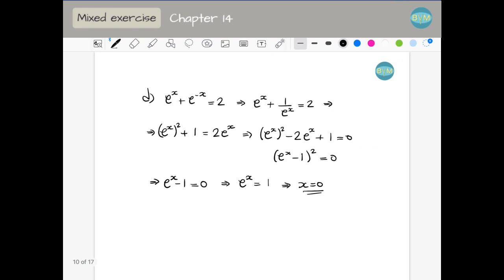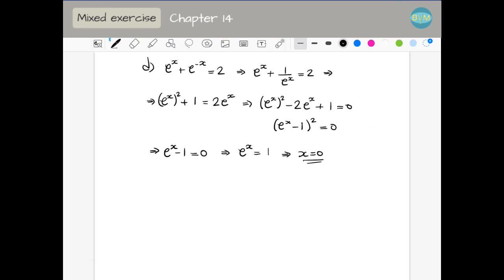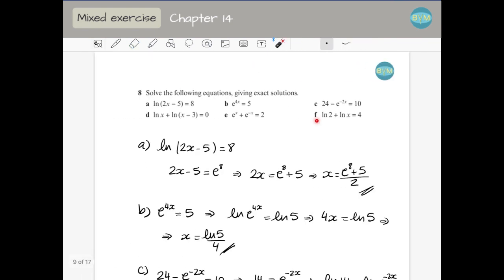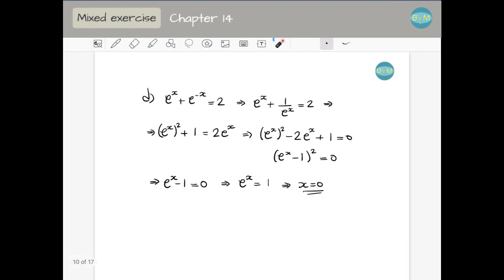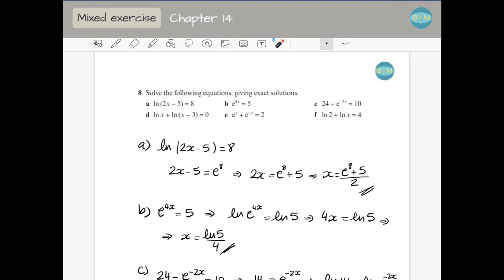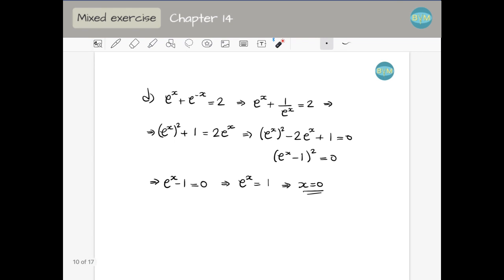Next one. If you don't want to think that way, you can just take ln, yeah? So if you take ln here, you have ln e to the power of x is ln 1. So x is going to be ln 1, and ln 1 is 0. Yeah, it's another way of thinking if you don't see this straight away. And the last one, f, that was e? I'm missing one letter. Is it e? Ah, this one is e, sorry.